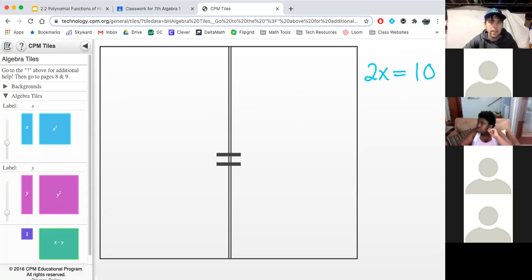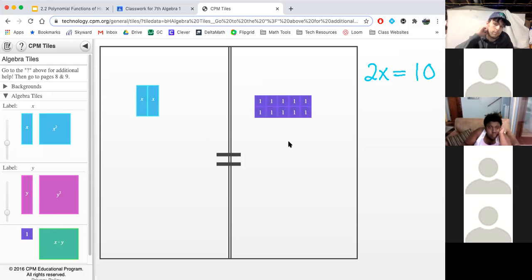So I'll go ahead and use my tiles to represent that. So 2x is 2 x's equals 10. Okay, so 1, 2, 3, 4, 5, and we'll double that, copy and paste it, and there we go. Okay, 10. 2x equals 10. There is our equation.